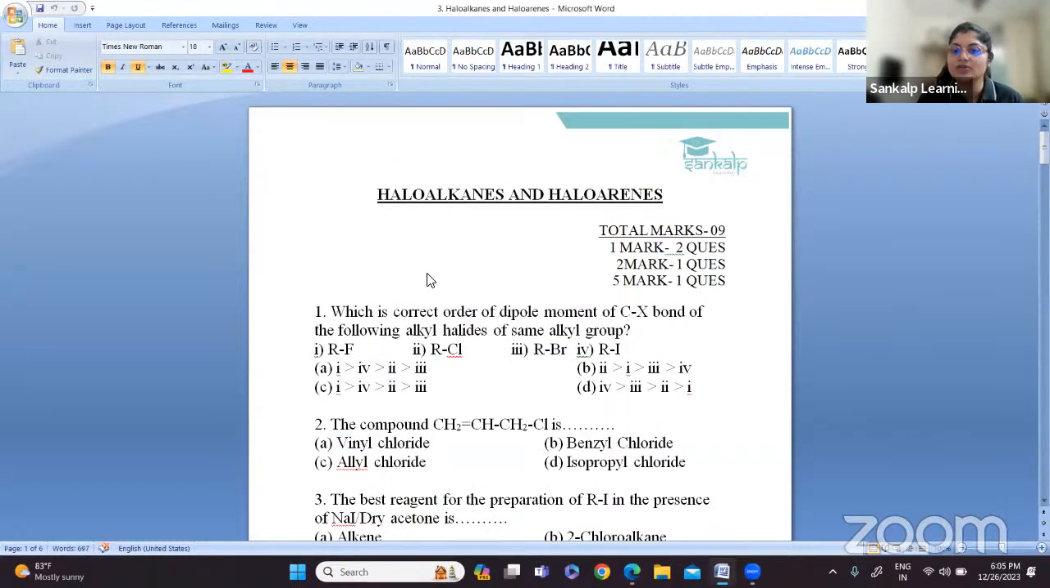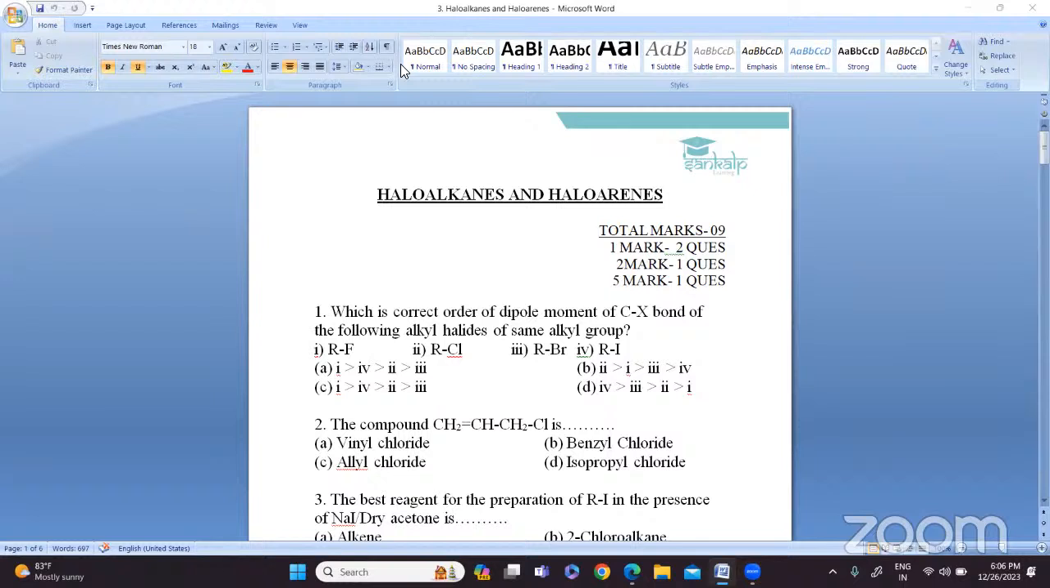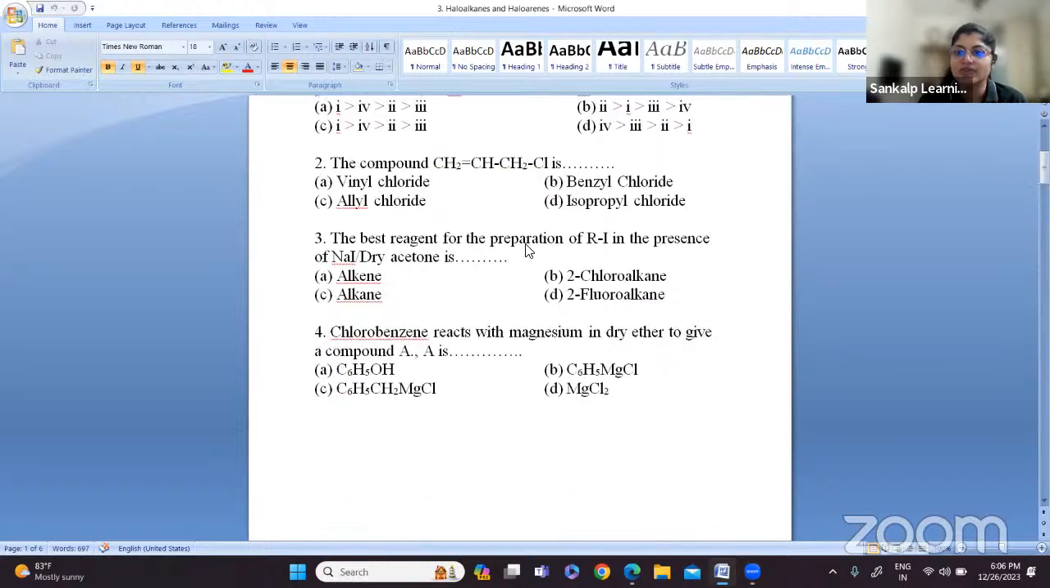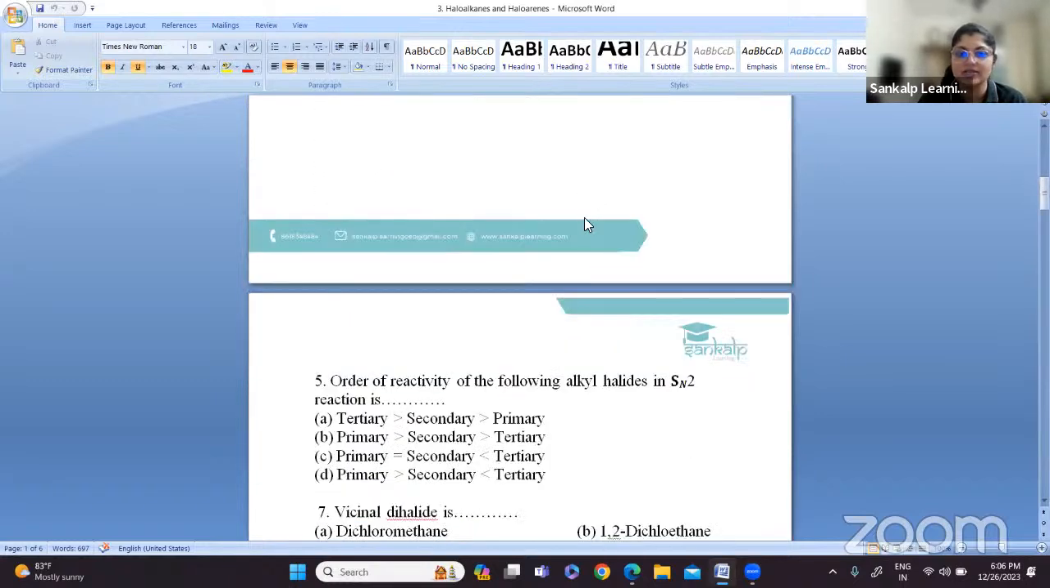From this chapter, the total marks is 9 marks. In these 9 marks, you'll be getting two 1-mark questions. One will be an MCQ, another will be a fill in the blank question. Then 2 marks, one question, and a 5 mark long answer. This 5 marks is not a directly 5 mark question; it is further divided into 3 plus 2 questions. These were the MCQs which we discussed in our previous class.